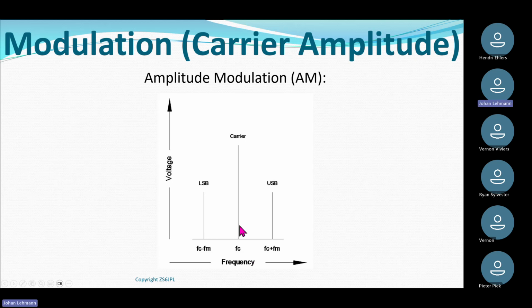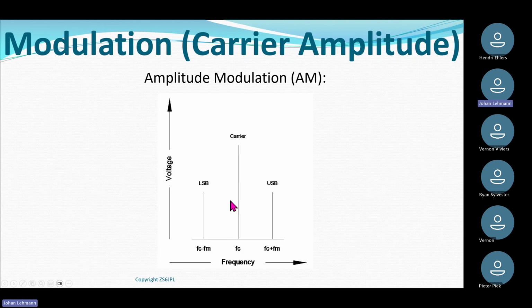AM modulation is actually pretty bad because 2/3 of my energy that I'm radiating is sitting in the carrier. There's no information here. The carrier doesn't have any information embedded in it. The information lies in the sidebands. So I'm wasting 2/3 of my energy doing nothing. That's one of the typical problems with AM.